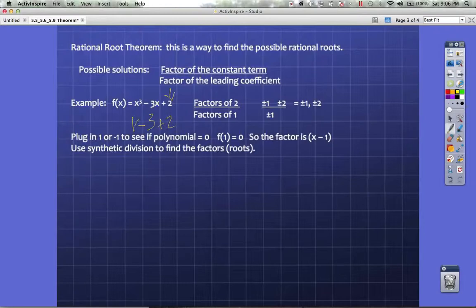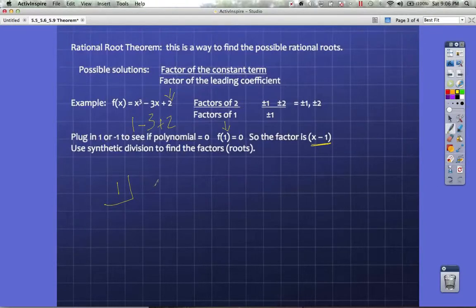So that ends up being 1 minus 3 is negative 2 plus 2. So plugging in a positive 1 makes a 0. That means the factor would be x minus 1. Then you take that factor and do your synthetic division to find the rest of your factors or your roots, whichever one they're asking you for. They're the same thing. Roots, factors, all the same thing.